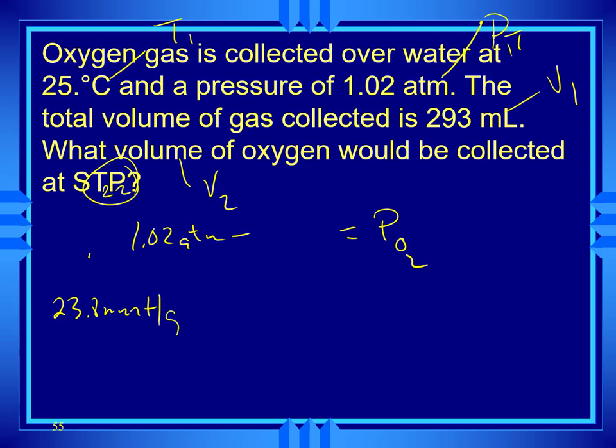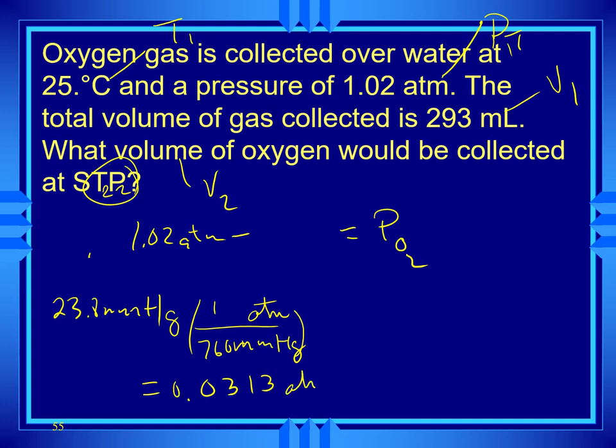But I can convert that to atmospheres. Or I can take the 1.02 and turn that to millimeters of mercury. But either way would work, as long as they're the same. Because I got to change millimeters of mercury to atmospheres. 1 atmosphere is 760. I get 0.0313. 3 sig figs. The 0 in front doesn't count. ATM.